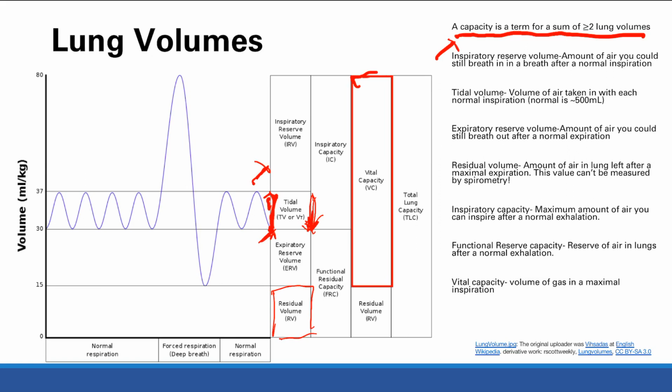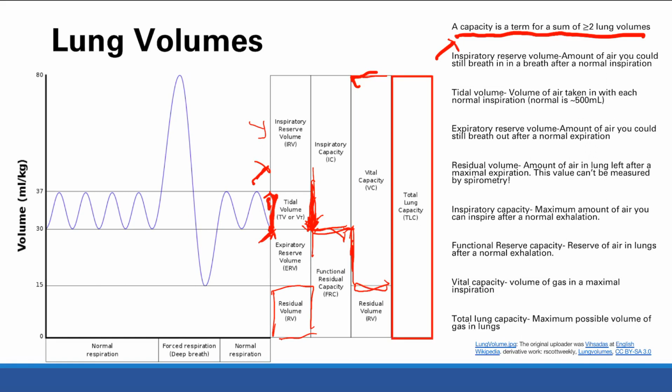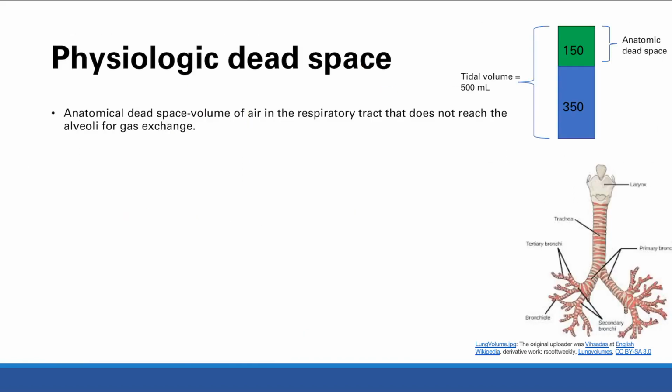So if you can memorize it, remember it easy. If you don't, then if you know the volumes, the rest is easy, because again, it's stepwise. Inspiratory capacity is just the top two together, and functional residual capacity is the bottom two, and vital capacity is pretty much all of them except for residual volume. Okay, so total lung capacity is basically the maximum possible volume of gas in the lungs.